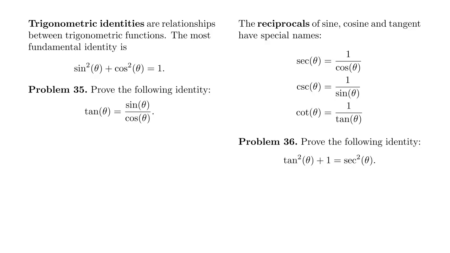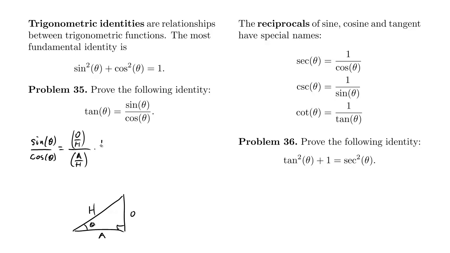Problem 35 suggests that tan is sine over cosine. To prove this identity, we can draw a right-angled triangle and use SOHCAHTOA. We know that sine of theta is the opposite over the hypotenuse, and cos of theta is the adjacent over the hypotenuse. So sine over cos is the opposite over the hypotenuse, all divided by the adjacent over the hypotenuse, and multiplying by h over h, just multiplying by 1, shows that this is equal to the opposite over the adjacent, which is tan of theta. That proves our identity.